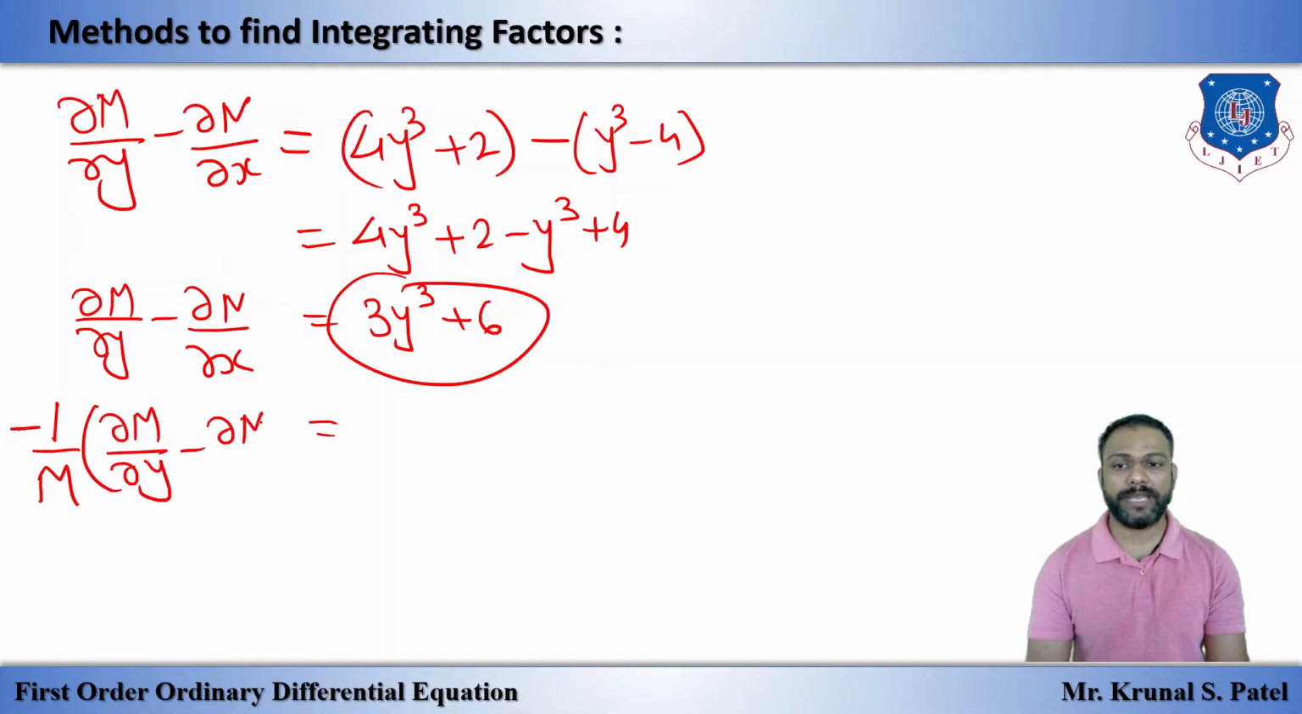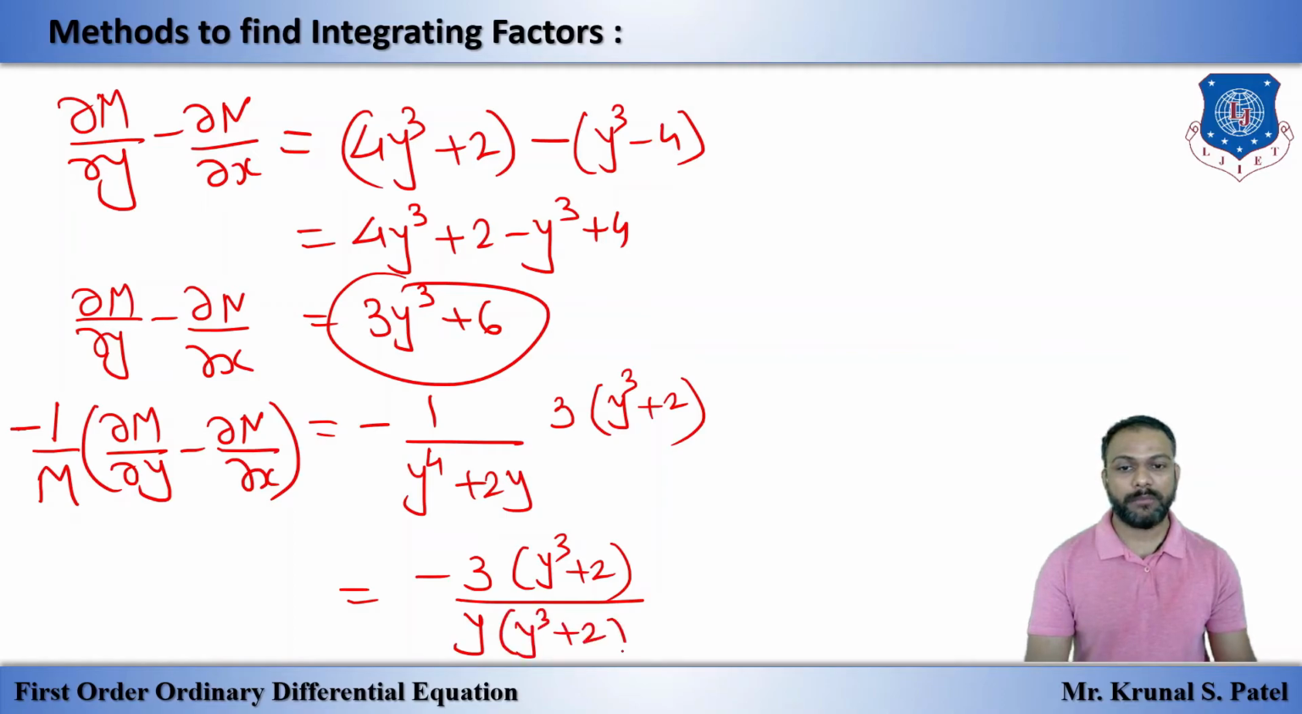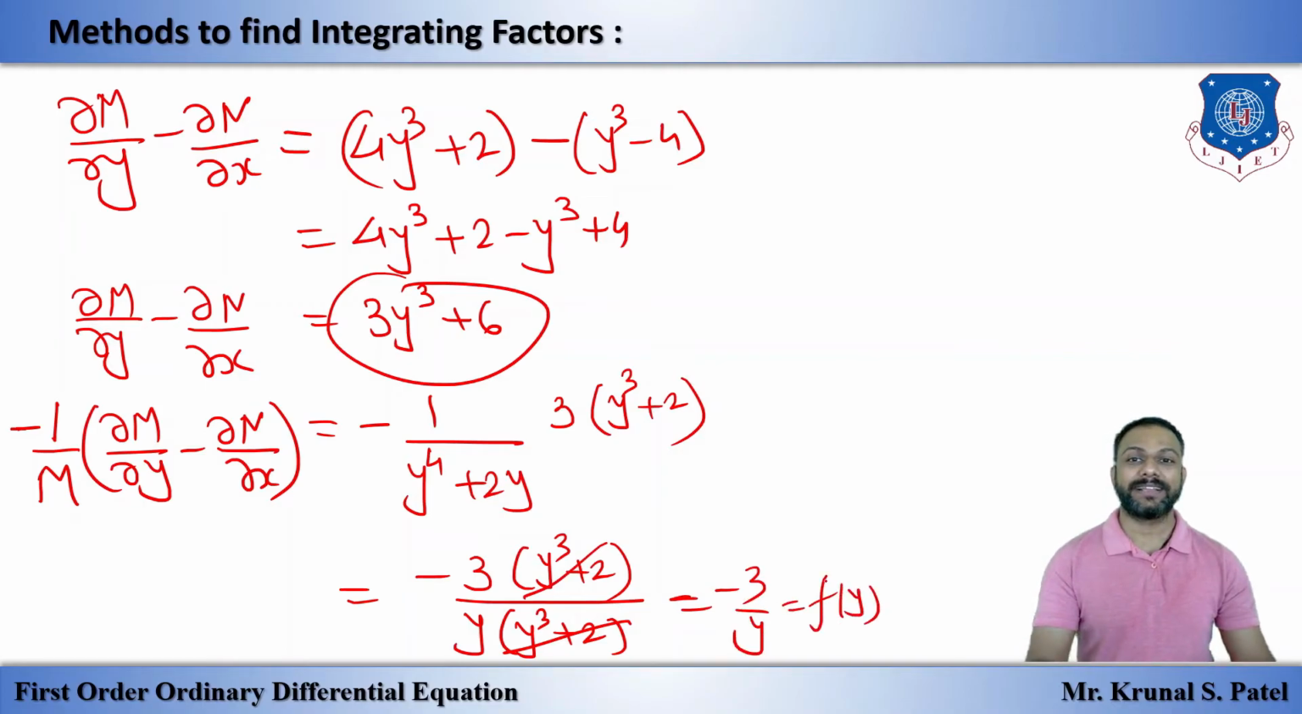Okay, so we have this, and we have minus 1 by y, raised to 4y cube, sorry, that one is y raised to 4 plus 2y, and if we take 3 outside, y cube plus 2. Now if we take it outside, so minus 3 by y cube plus 2, and if we take y from the denominator, y cube plus 2 cancels out, and we have minus 3 by y, which is a function of y only. Yes, this is a function of y only. So by multiplying minus 1 by m, we have a function of y only.